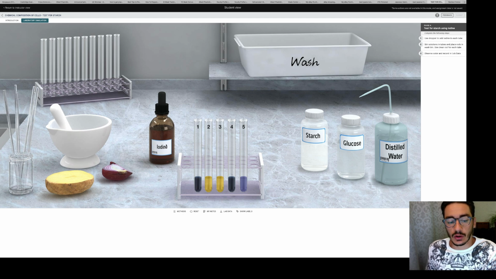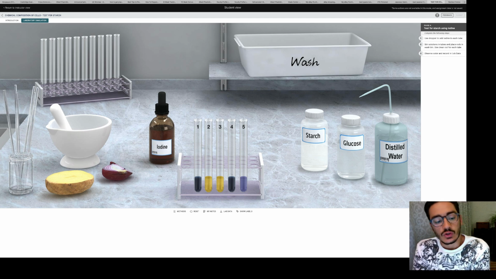So we know our iodine is fine, and it interacts with the things it's supposed to interact with, and it does not interact with the glucose when it's not supposed to, and it doesn't interact with the water, so it's not providing false positive results. Then you have your two samples, potato and onions. So which one can you guess has more starch?